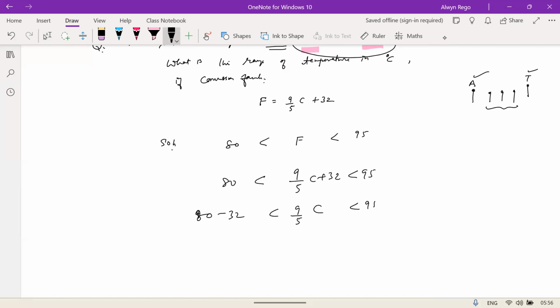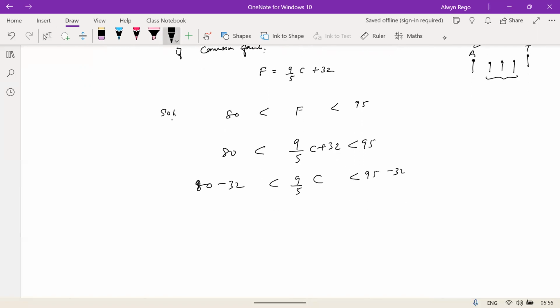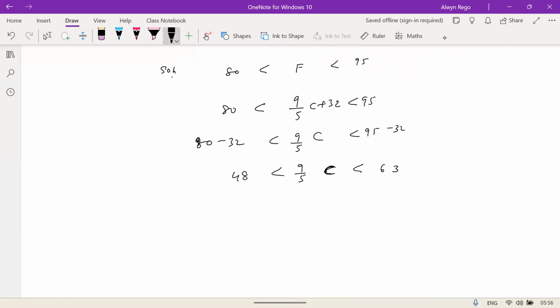Times C is less than 95 minus 32. Therefore, 80 minus 32 is equal to 48. So 48 is less than 9 by 5 times C is less than 63. I multiply by 5, so if I multiply by 5, it's fine. 48 multiplied by 5 is less than 9 times C is less than 63 times 5. I divide by 9. You'll find that 48 times 5 upon 9 is less than C is less than 63 times 5 upon 9.